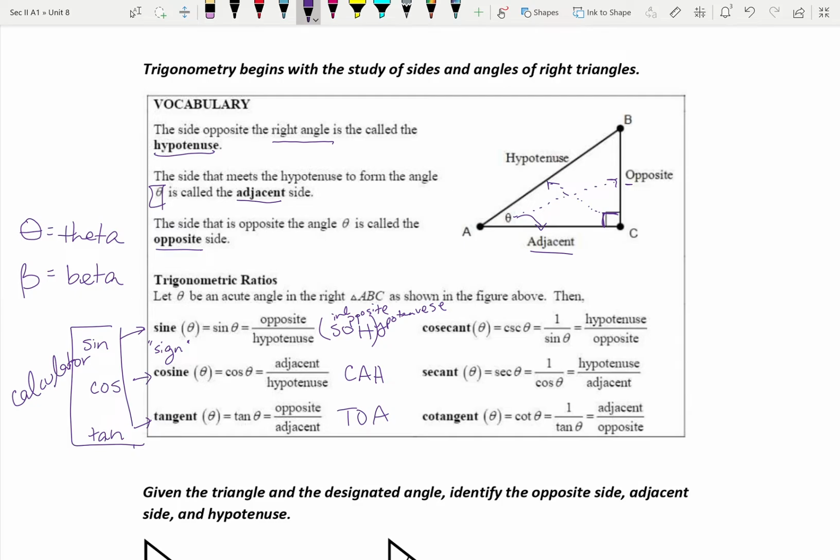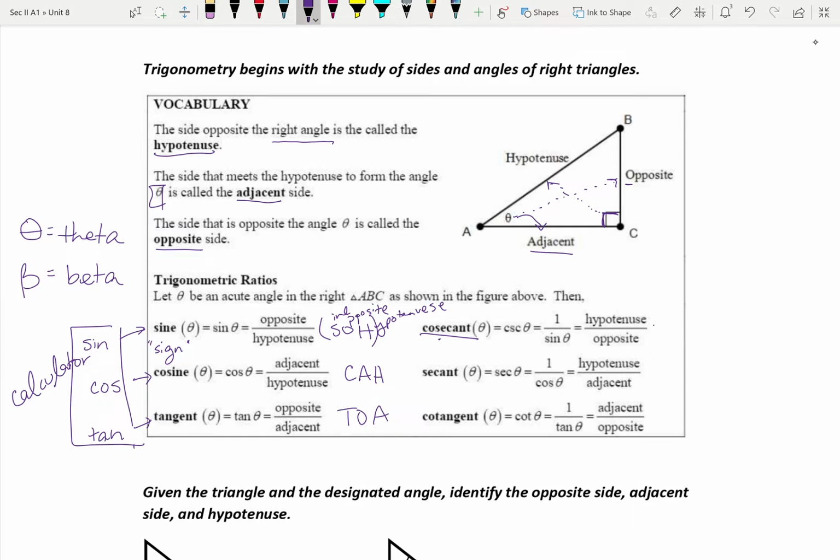The next three ratios that we're going to talk about are just the reciprocals of the first set. So we have cosecant, which is the reciprocal of sine, so you'll see that it's 1 over sine. What happens is we just flip-flop. So instead of opposite over hypotenuse, now it's hypotenuse over opposite. And that's called cosecant. This does not appear on your calculator, so I'm going to teach you how to put it in your calculator later.